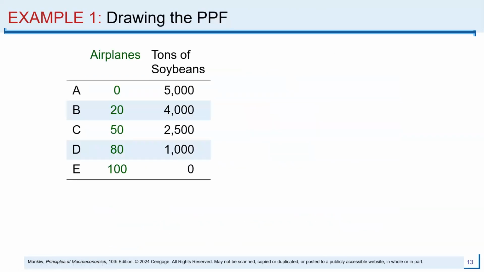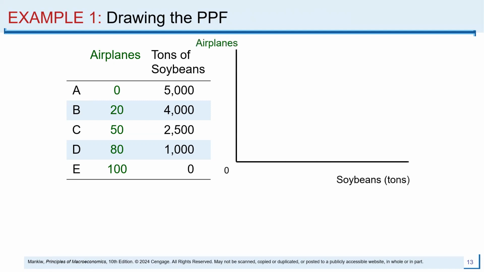So based on the information that we get here, we can point out those points on a two-dimensional graph, and a better part is that we can connect all those dots in order to form a straight line. That straight line tells us what combinations of goods and services can be produced by this country. In this two-dimensional graph, the horizontal axis is the soybeans, and the vertical axis is the airplanes.